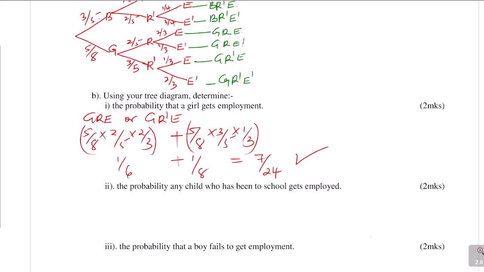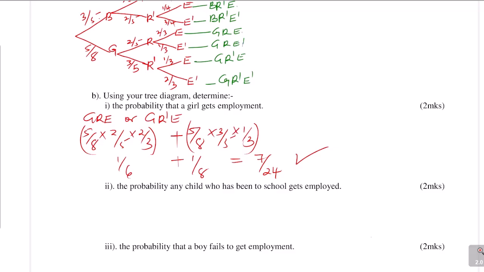Part 2, the probability that any child who has been to school gets employed. For this question, the probability you have been given is for the boy and the girl reaching Form 4. But that does not mean that they never went to school. They have been to school, only that they never reached Form 4. So when you're getting the probability that any child who has been to school gets employed, it is either the one who finished Form 4 or the other one who didn't finish Form 4. Because by whatever you're given here, the only thing that we have is that they never reached Form 4 or they reached Form 4, but they have been to school.